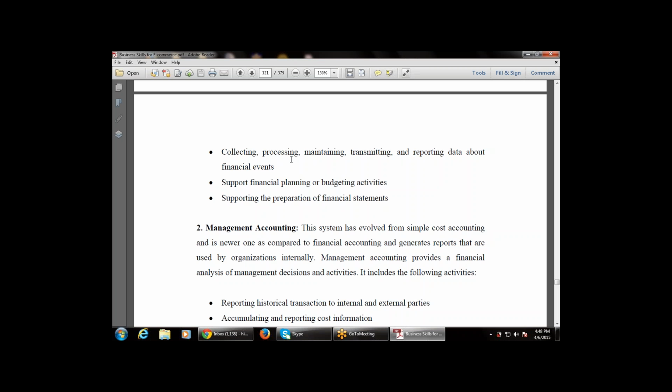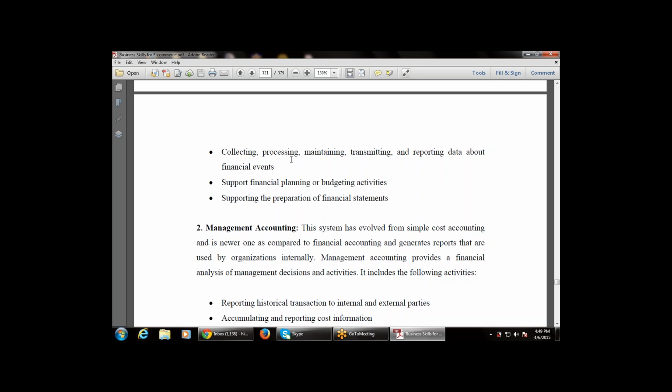Now, the next category is management accounting. One is financial accounting, the next is management accounting, which has evolved from simple cost accounting and is newer as compared to financial accounting. This system is one of the new technologies, evolved from simple cost accounting, where less cost is borne in the accounting. It generates reports that are used by the organization internally.